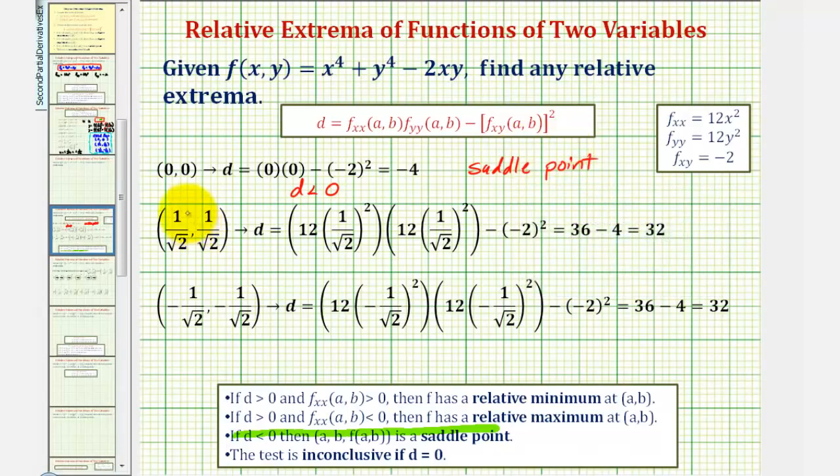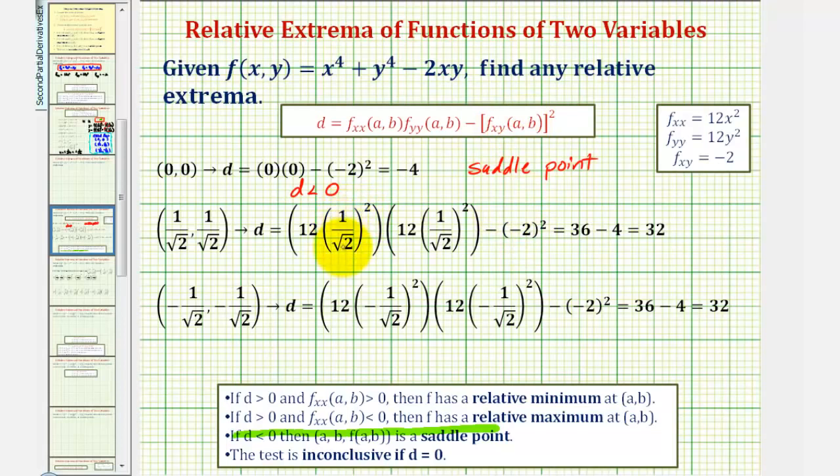For the next critical point, we have 1 divided by square root 2, comma 1 divided by square root 2. So for the second order partial with respect to x, we're substituting 1 divided by square root 2 here for x, which gives us this quantity here. And then because y is the same value, the second order partial with respect to y here is the same thing. And then again, we have minus negative 2 squared for the mixed partial squared.